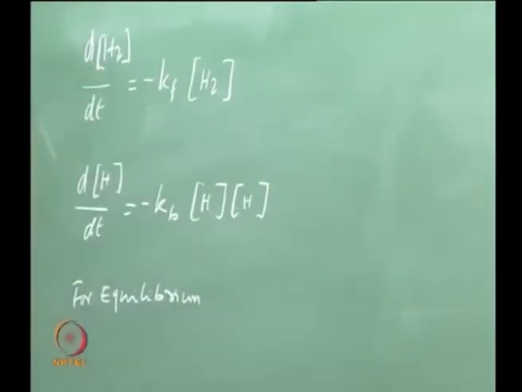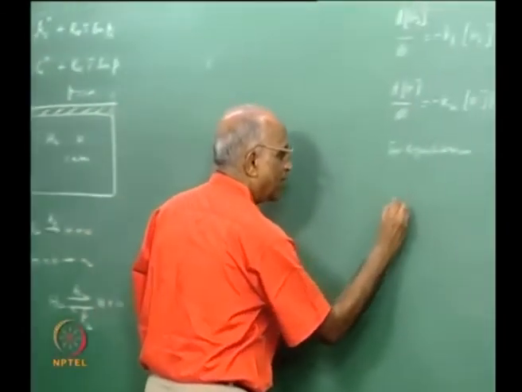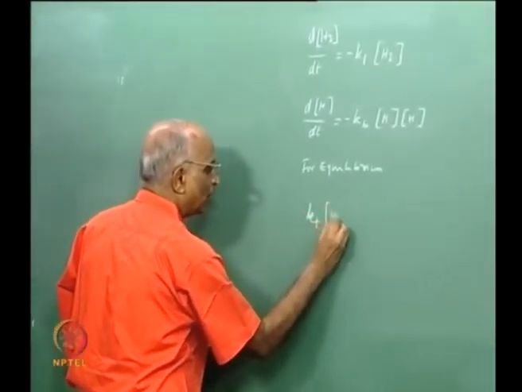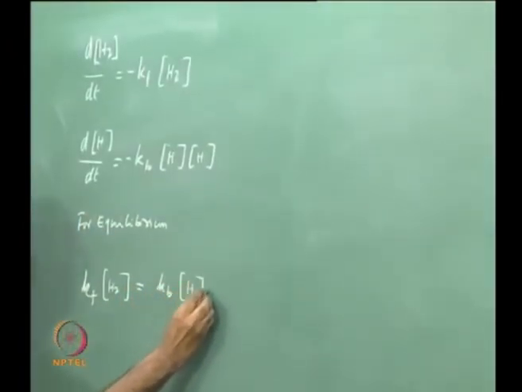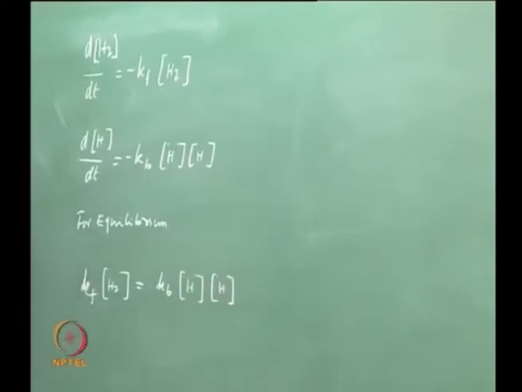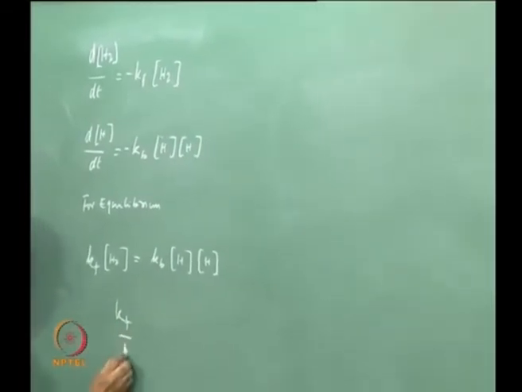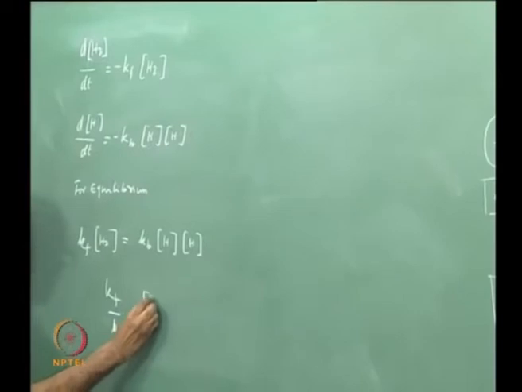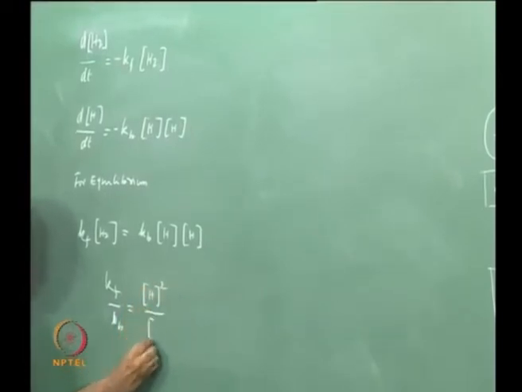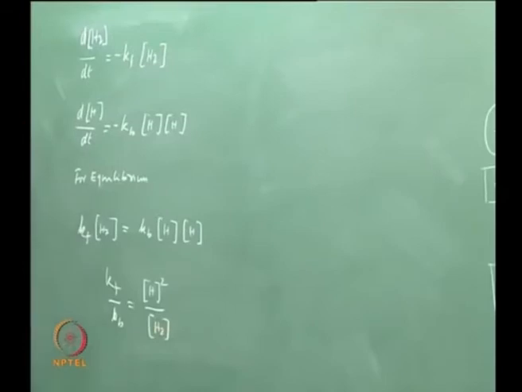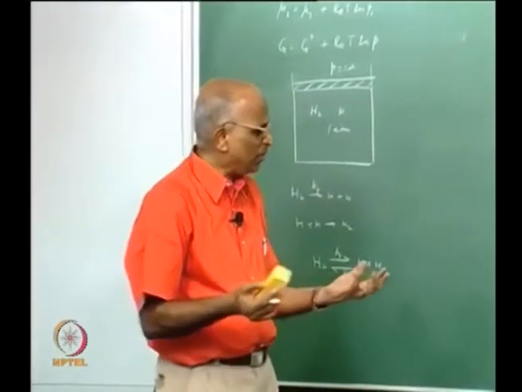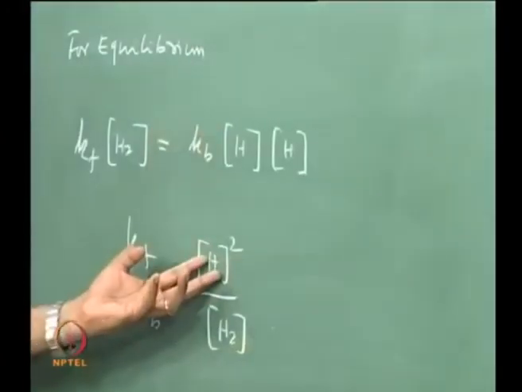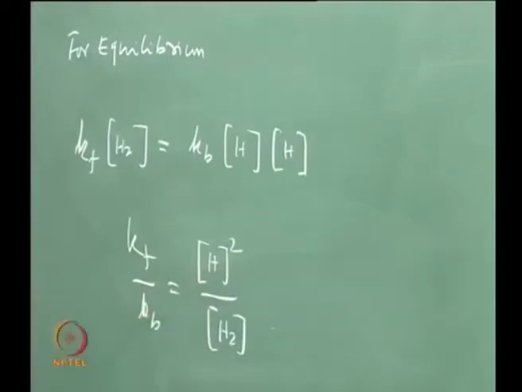the rates of these things must be the same, and therefore I can write kf of H2 is equal to kb of H into H, or rather, kf divided by kb is equal to H squared divided by H2. What are H and H2? The law of mass action says it must be the active concentration, but in any reaction we normally take it to be the total concentration of the substance.